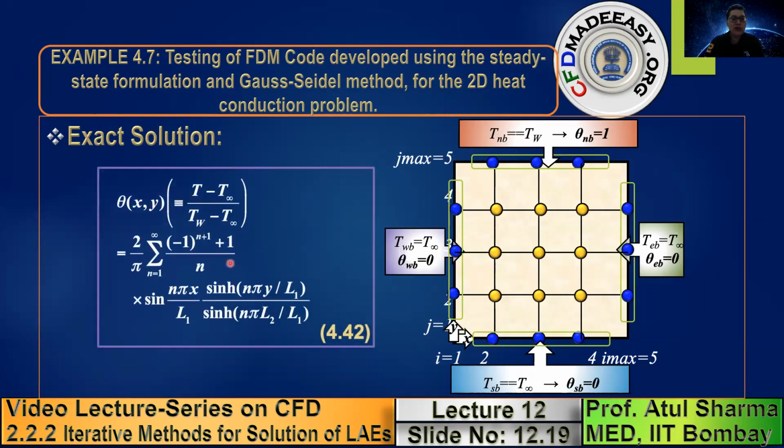So we are taking a two-dimensional steady-state heat conduction without any volumetric heat generation, and we are choosing a problem which has an exact solution. This problem corresponds to 3 walls at an ambient temperature and the top wall at a different temperature. And this is the exact solution for the non-dimensional temperature theta. The non-dimensional temperature theta is defined as T minus T infinity divided by TW minus T infinity, where TW is the top wall temperature and T infinity is the temperature of the other 3 walls. This is the exact solution.